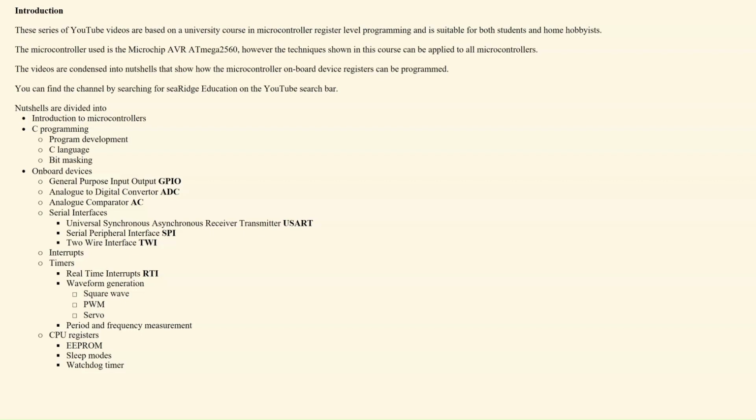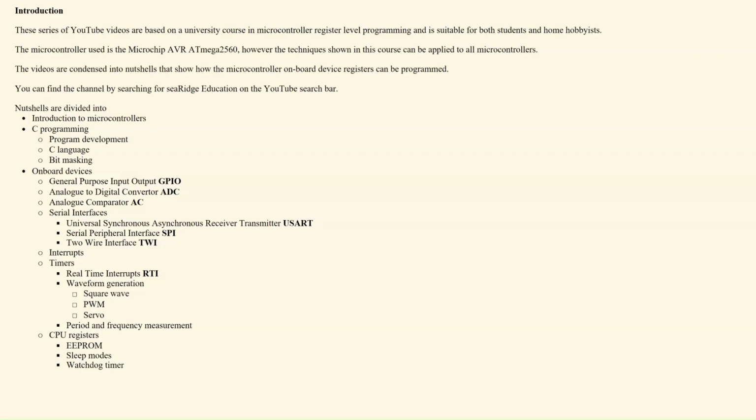We use the Microchip AVR ATmega2560. However, if you are using a different processor, the techniques still apply. The videos are condensed into nutshells, and you can find the channel by searching for seaRidge Education in the YouTube search bar.